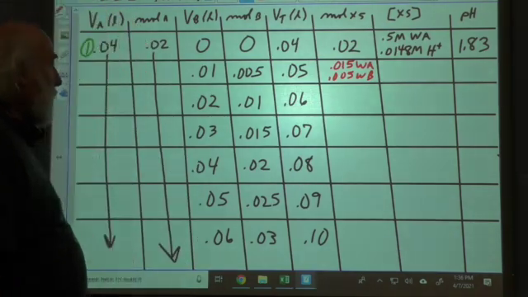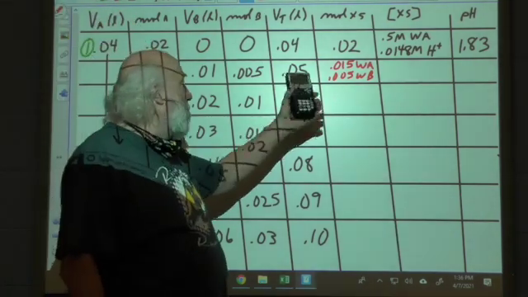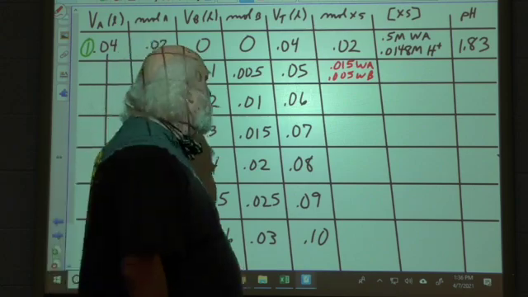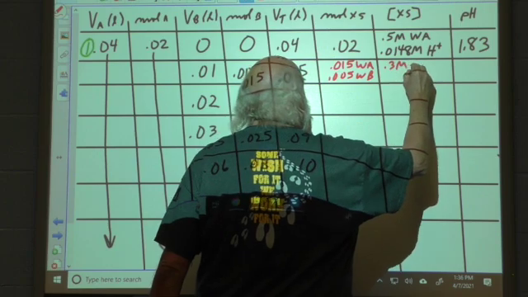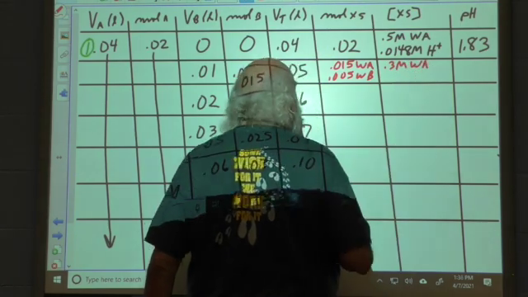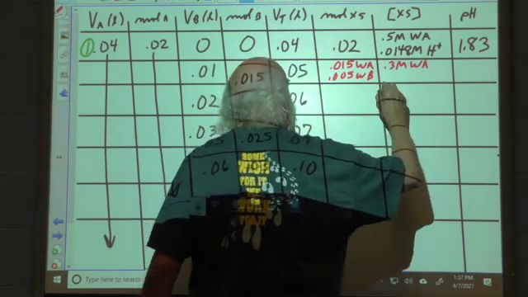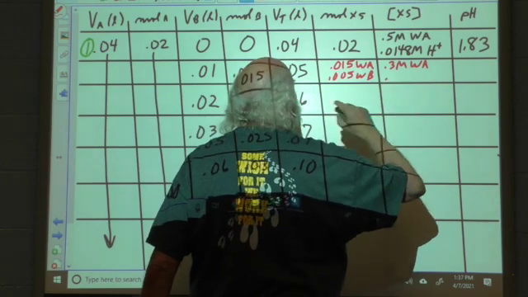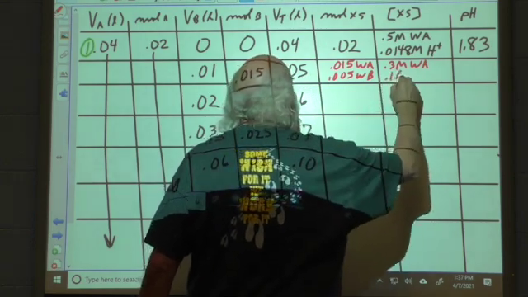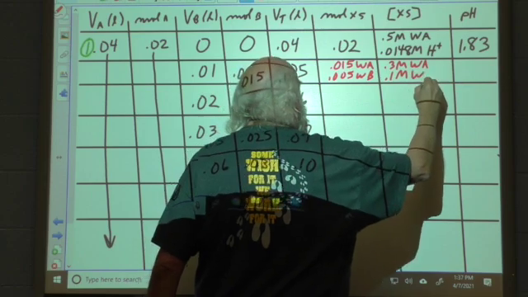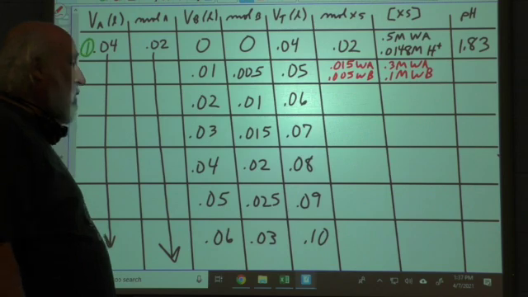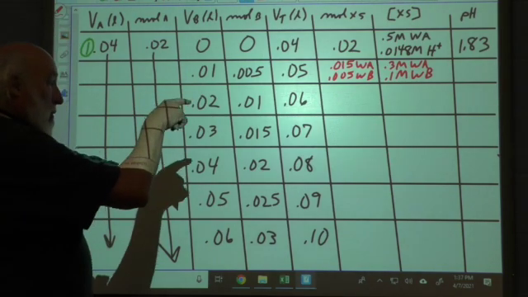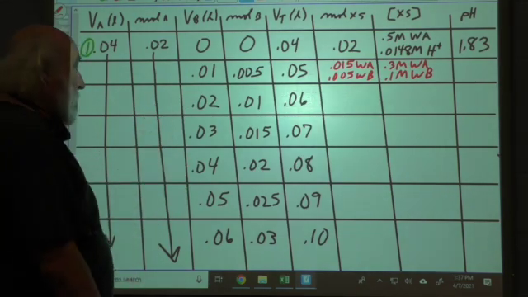Now for the concentrations, we divide both of them by 0.05 and we get 0.3 moles per liter of the weak acid, and we get 0.1 moles per liter of the weak base. Moles per liter, not moles, moles per liter. We can now plug that into Henderson-Hasselbalch.